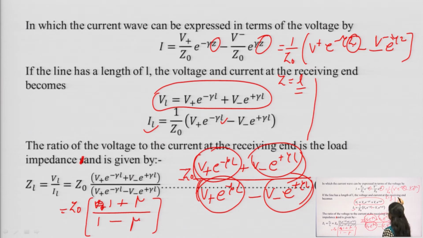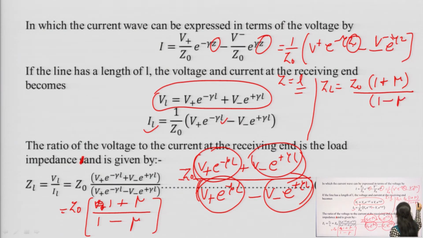Now, I am writing here that our ZL is equal to Z naught times 1 plus tau upon 1 minus tau. This will be equal to ZL. When we do the cross multiplication here, ZL minus ZL tau is equal to Z naught plus Z naught tau.